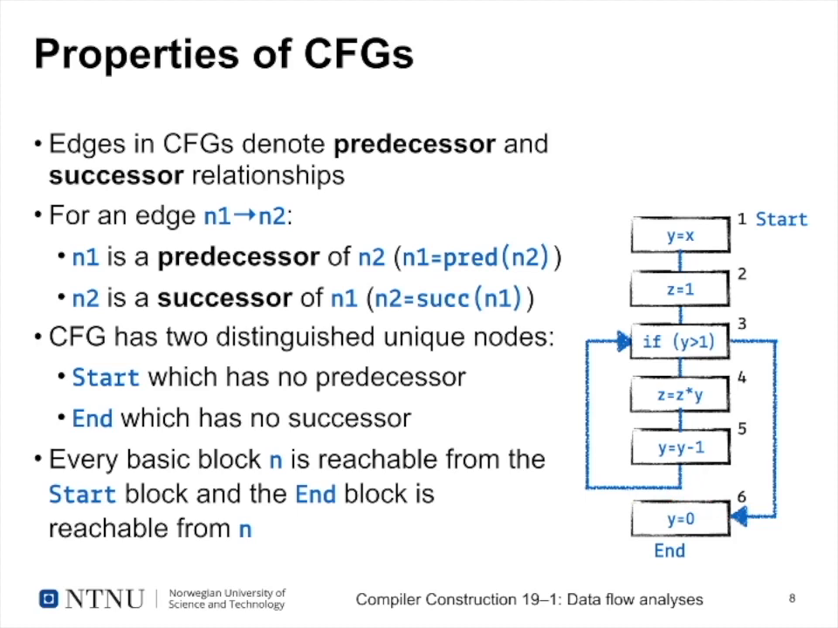So we do a bit of simplification here. For general control flow graphs, we might have situations where the end block is not reachable because we have something like an infinite loop. So here we assume that every basic block we have in our control flow graph is actually reachable from our start block. And the other way around, the end block is also reachable from any block inside of our control flow graph.